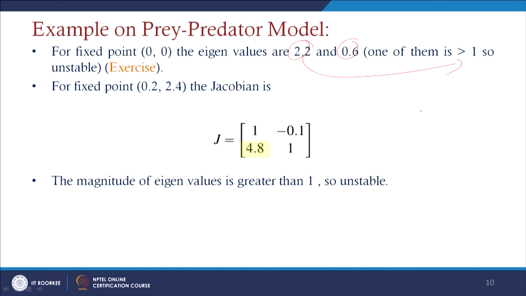For the fixed point (0.2, 2.4), the Jacobian is represented as 1, minus 0.1, 4.8 and 1. If we look at the magnitude of the eigenvalues, it is greater than 1, so the system is unstable.